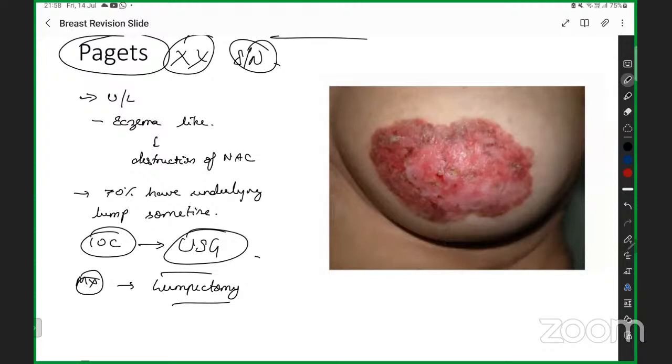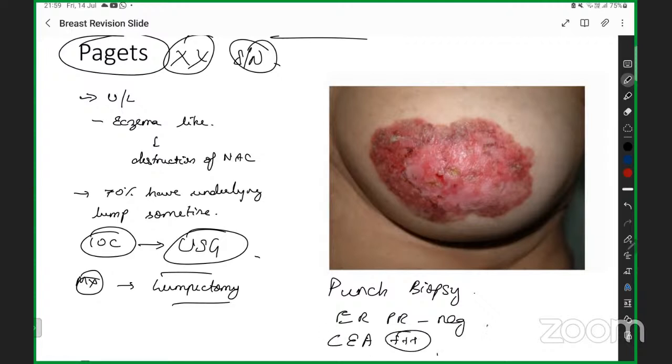Remember, for diagnosis of Paget's disease, apart from USG, you will go for a punch biopsy. Usually the Paget cell will be ER-PR negative, and HER2 will be positive. This is a very, very important diagnosis you need to understand.